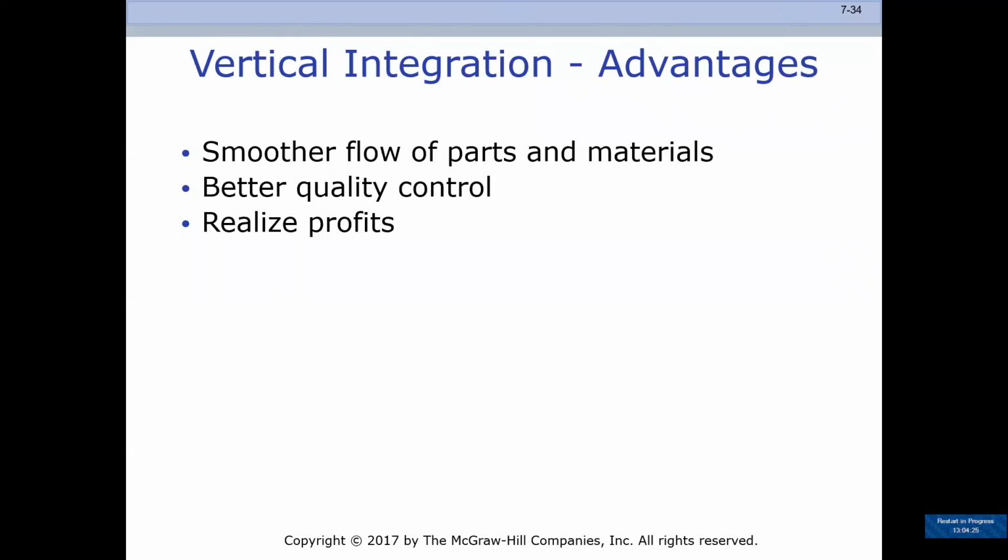So it's a smoother flow of parts and materials because you control all phases of the operation. Better quality control, you can tell them how to make the steel. You can check to see that they're making it correctly, to your specs and so forth. And maybe you can realize more profits because you not only have an auto company, you have a steel company, and you have a mining operation, and they're each profitable.